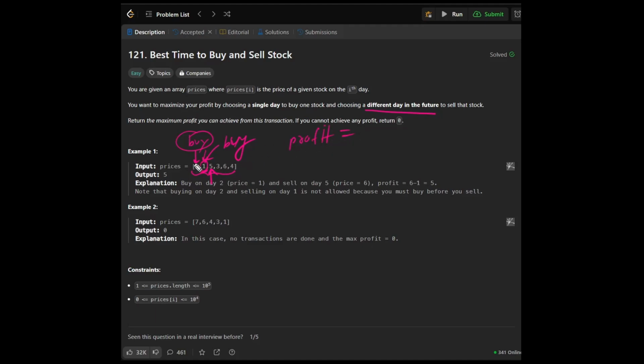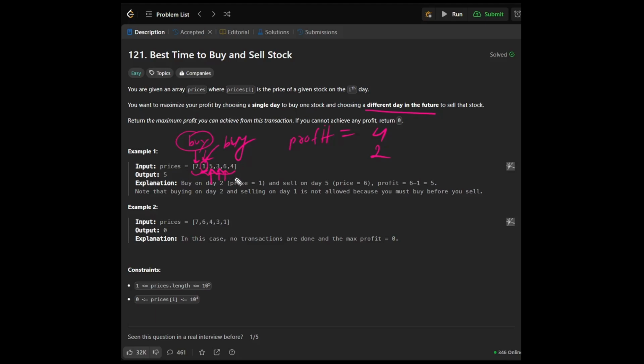So the profit would be 4, 5 minus 1. That's fine. We have one nice profit. It's a positive profit. Let's do one thing. Let's go forward. Let's come over here at 3. Do I want to buy at 3? No, I already bought at 1 at a lower price. So now let's calculate the profit. Profit would be 2. Do I want to accept the 2 profit? No, because I already have a 4 profit.